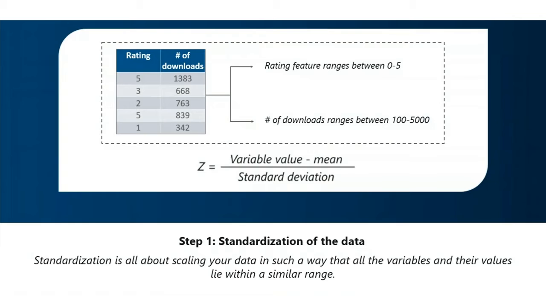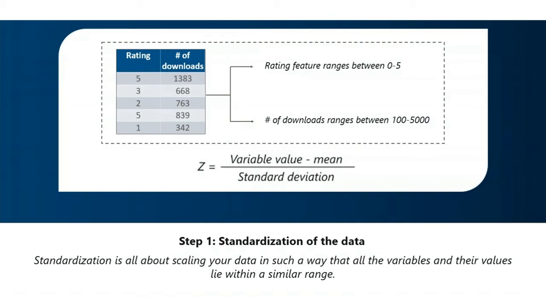Now this is a simple representation of how we can standardize the data. Standardization is all about scaling our data in such a way that all the variables and their values lie within a similar range. Here there are two columns. The first one is rating, which varies from a minimum of 1 to a maximum of 5. The number of downloads has a minimum of 342 and a maximum of 1383. So in the standardization method, we are going to uniformly scale the values.